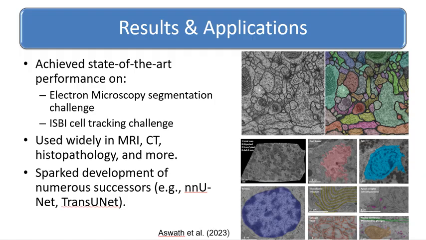What's truly remarkable is its broad adoption across fields like neurology with MRI and CT, also histopathology, and its impact on the development of successors like nnUNet and TransUNet, which are now staples in modern medical image analysis.